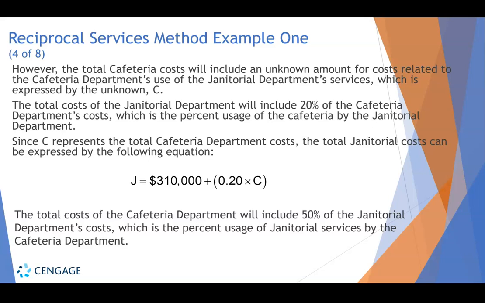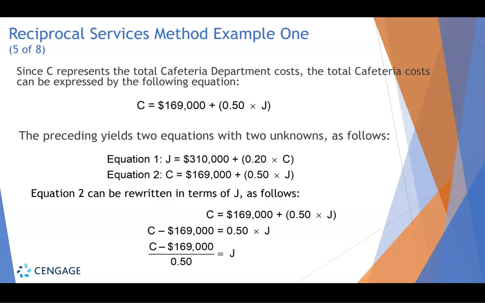The total cost of the cafeteria department will include 50% of the janitorial department's cost, which is the percentage usage of janitorial services by the cafeteria department. Since C represents the total cafeteria department costs, the cafeteria cost can be expressed as C equals $169,000 plus 50% of J. The preceding yields two equations, two unknowns.